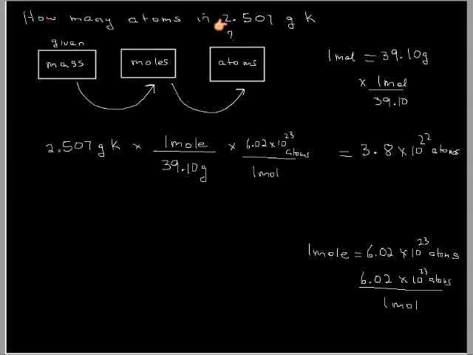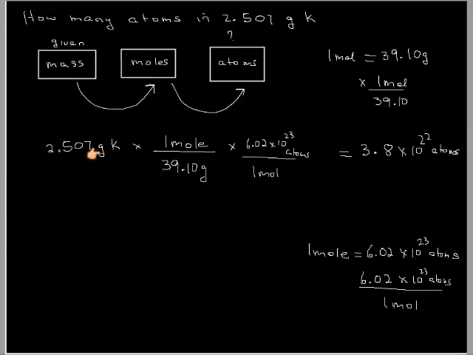How many atoms in 2.507 grams of potassium? Again, create your 3 boxes: mass, moles, atoms. Identify the given box. You are given 2.507 grams of potassium, and you're asked how many atoms. So this time you have to go to moles, and then from moles you have to go to atoms. Since they're not asking for moles, you do not need to pick up your calculator like we did in the previous problem and figure out the moles.